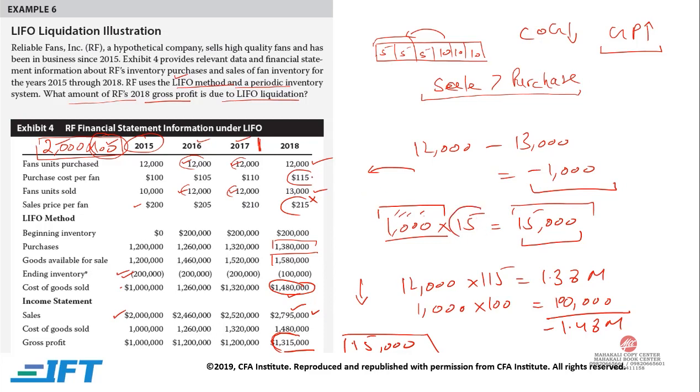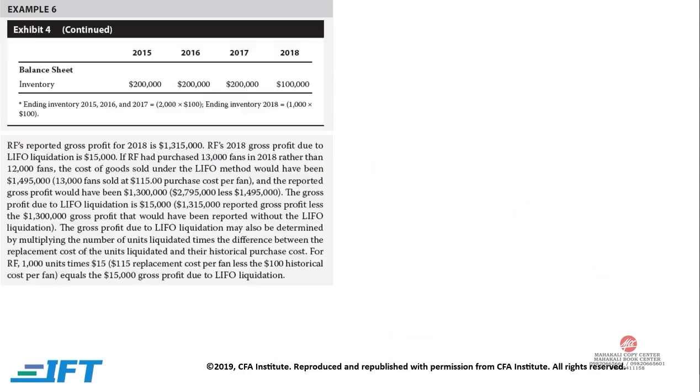Because right now the purchase price is 15, but we are using the purchase price of 100, so we are $15 up. So our saving equals 15,000. Now, Reliable Fans' reported gross profit for 2018 is 1.315 million. Reliable Fans' 2018 gross profit due to LIFO liquidation is 15,000.